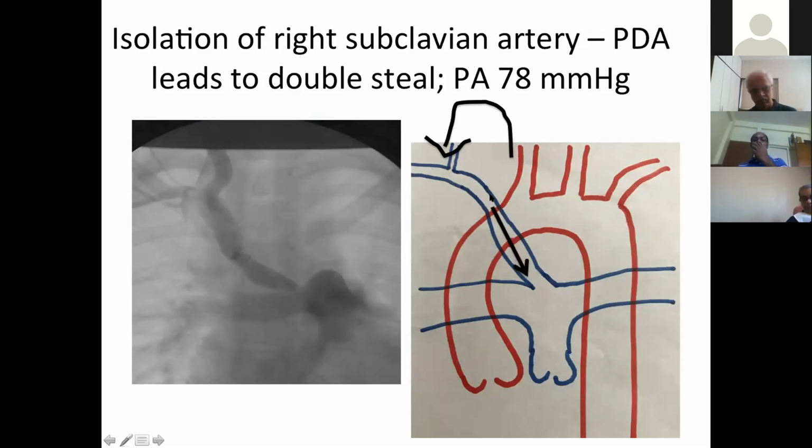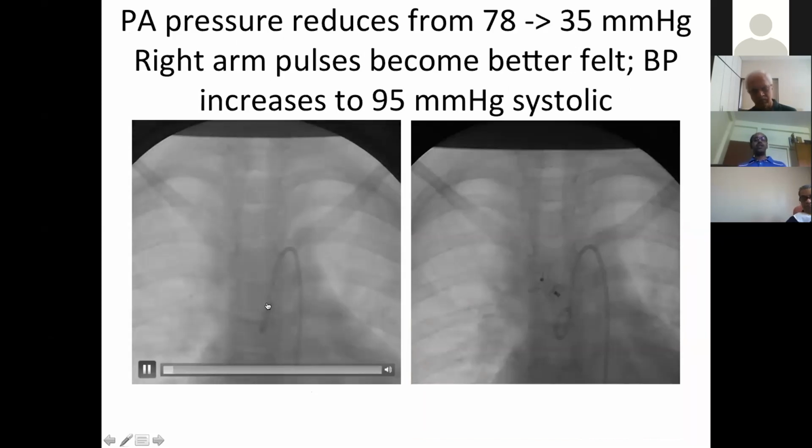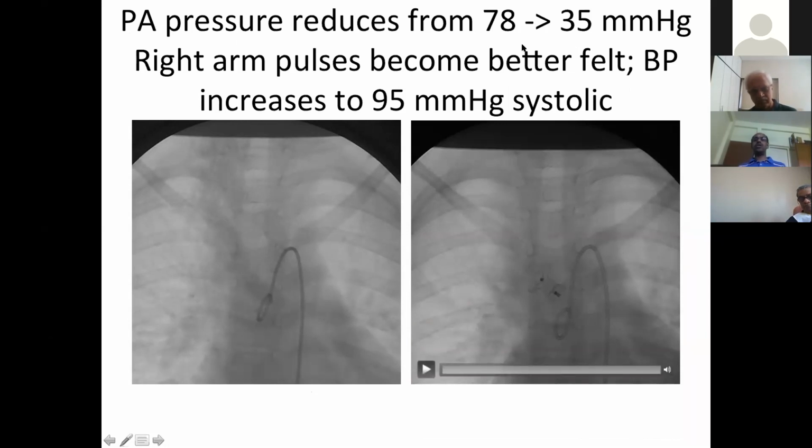The second steal will be from the subclavian artery into the pulmonary artery. So when you do an angiogram, you can appreciate that the PDA is completely not, there is no subclavian artery at all. But as you go into late levo phase, you can appreciate a large PDA that is coming back. And this PDA leads to the pulmonary artery pressure of 78 millimeters of mercury. And the moment you close the PDA, it becomes 35 millimeters.